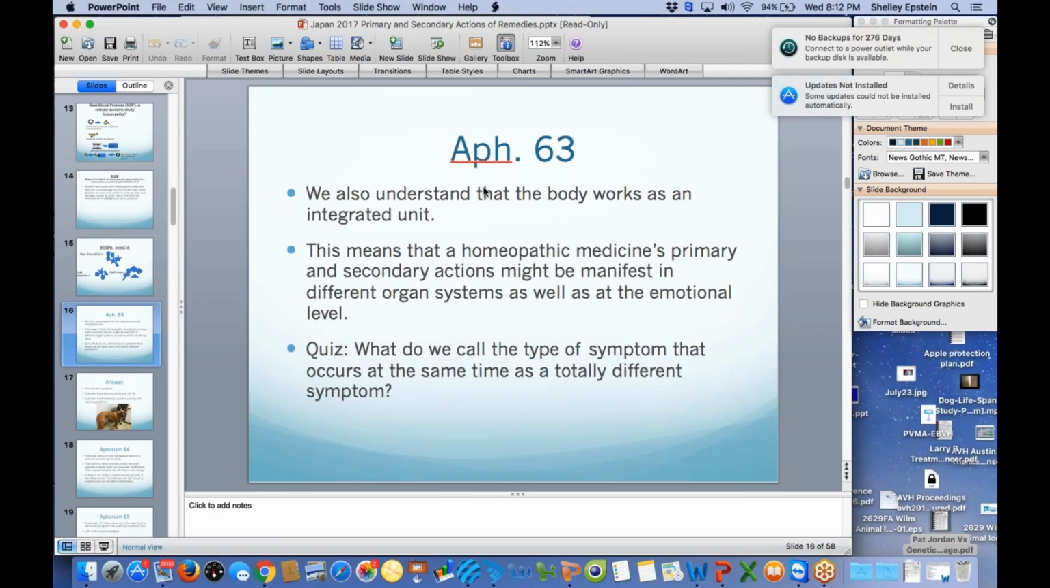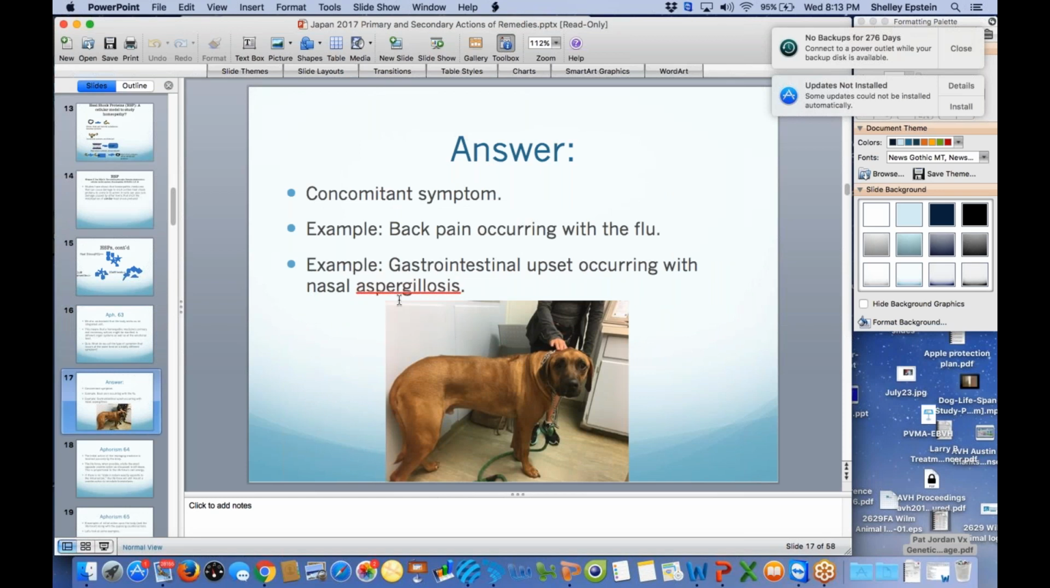Everybody should know the answer to this. I did give this lecture in Japan, and homeopathy is a little bit newer there, veterinary homeopathy, than it is here. So there were a lot of concepts that I was trying to drive home. And one of them was, as most of you know, the idea of the concomitant symptom. Okay, and there it is. So like back pain occurring with the flu, GI upset occurring with nasal aspergillosis, which was this dog here who did really well.